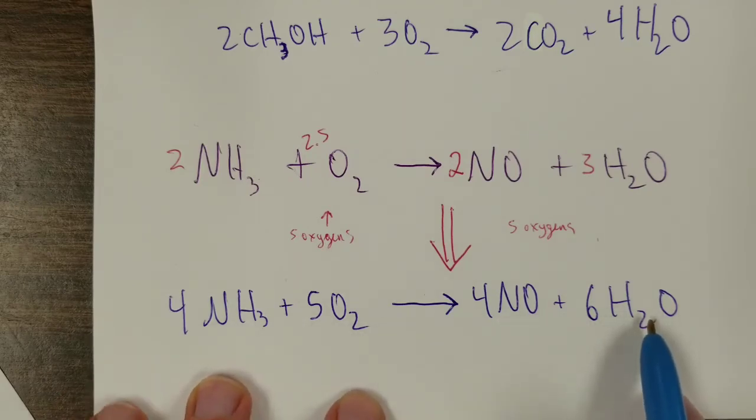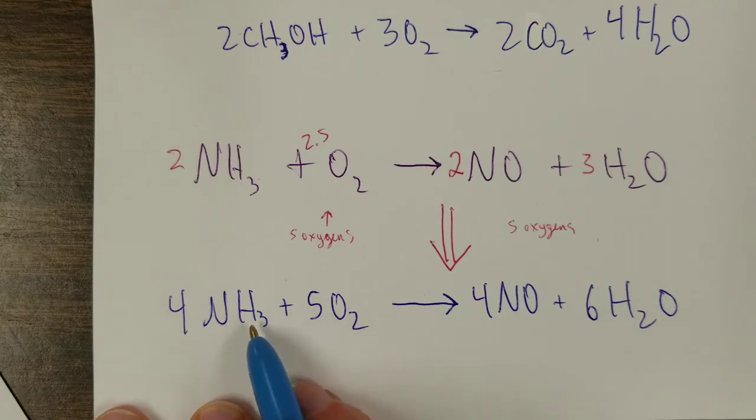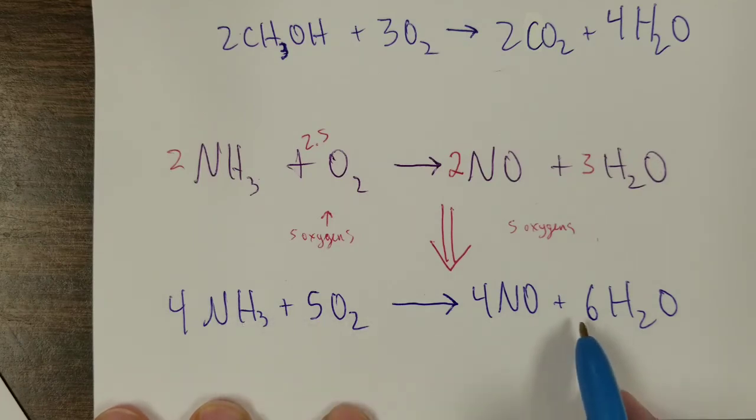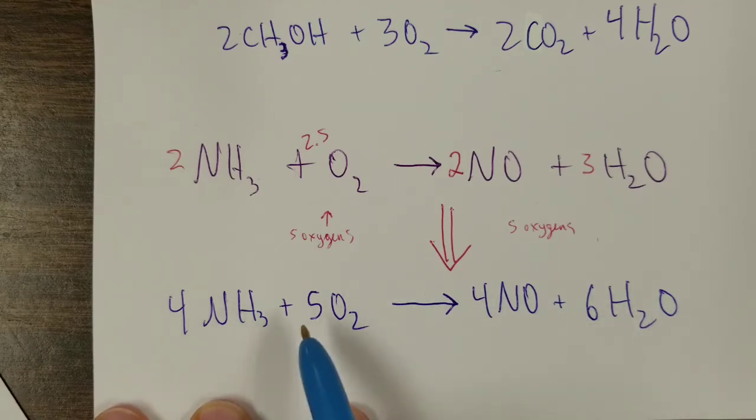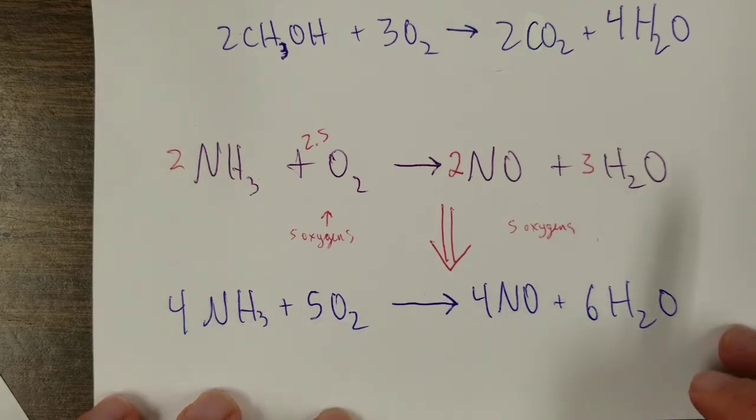And how do we know what's right? Well, let's check. 4 nitrogen, 4 nitrogen. 4 times 3 is 12 hydrogen. 6 times 2 is 12 hydrogen. So 12 hydrogen on each side. 10 oxygen. Well, 6 plus 4 is 10 oxygen. So we have the same number of each element on each side. And that should be basically what we're looking for in order to make it work.